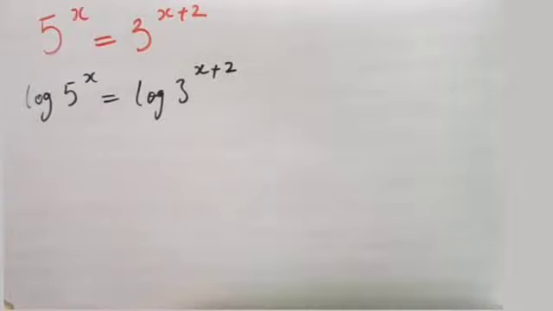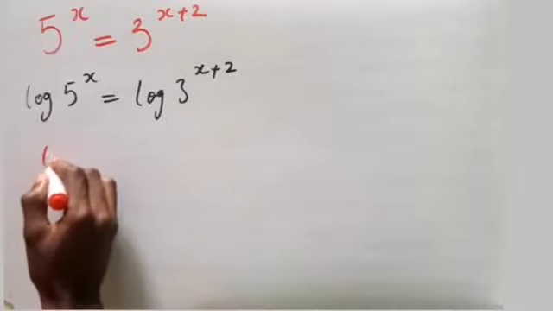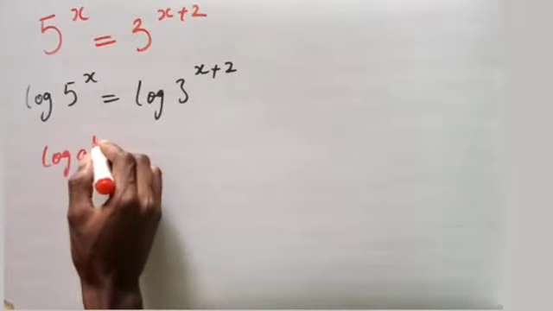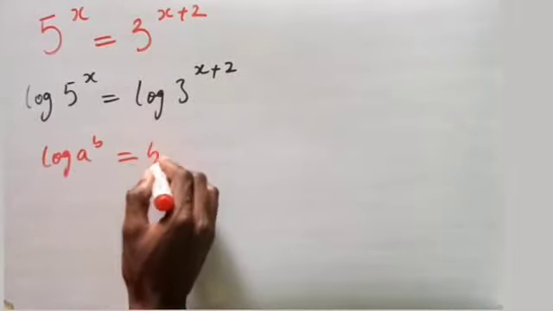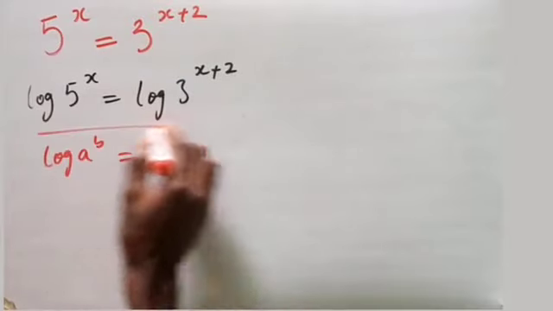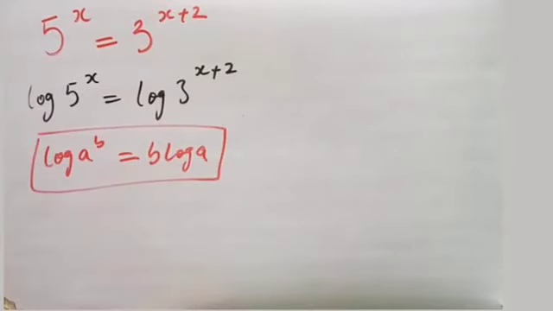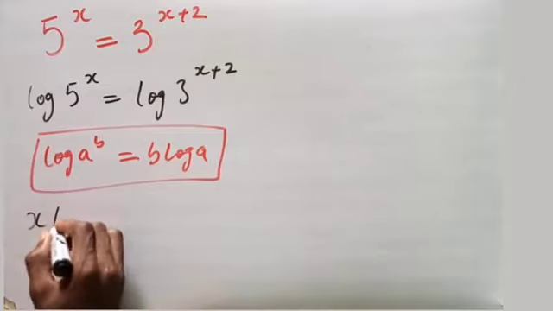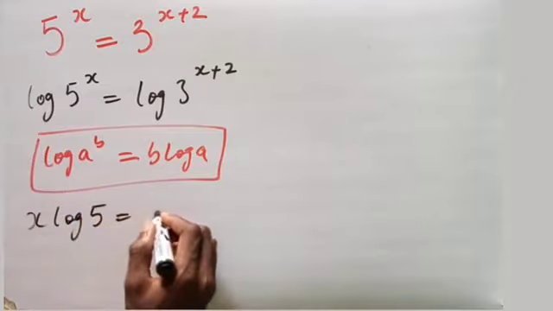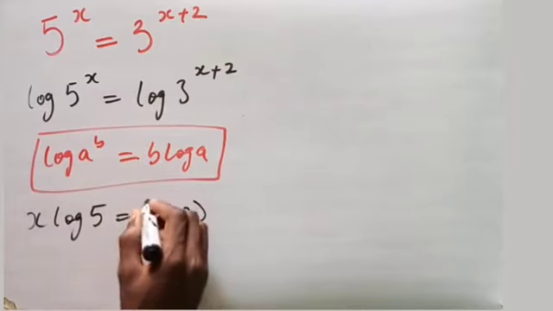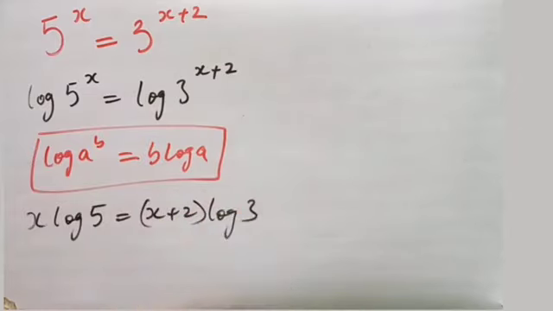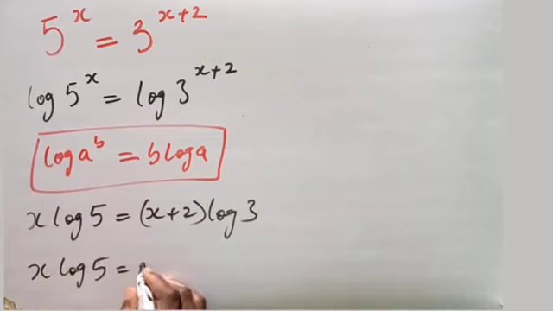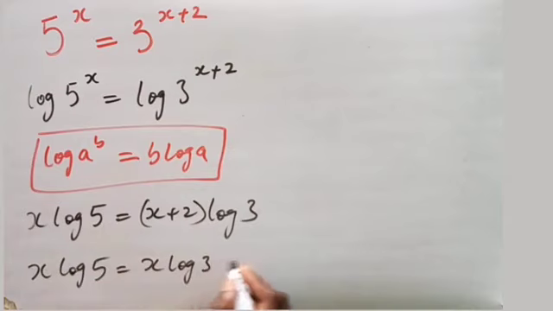Remember that in the law of logarithm, when we have log a raised to power b, this will be equal to b log a. So by using this law, this will now become x log 5 equals x plus 2 log 3. So let's open this bracket now. We will have x log 5 equals x log 3 plus 2 log 3.